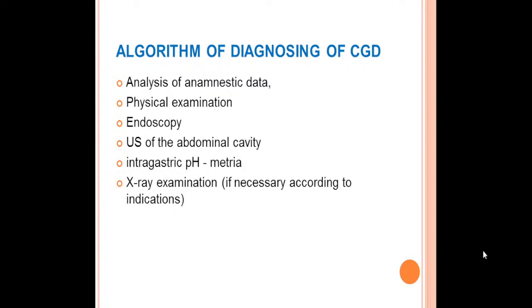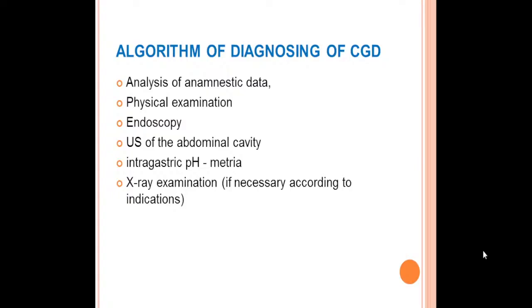Recommended instrumental investigation. First of all, it is the endoscopic method. Esophagogastroduodenoscopy is now recommended for all patients with specific complaints, pain syndrome and dyspeptic syndrome, characteristic of gastroesophageal reflux disease or chronic gastritis, gastroduodenitis. During endoscopy, we may take biopsy material, or maybe without biopsy.